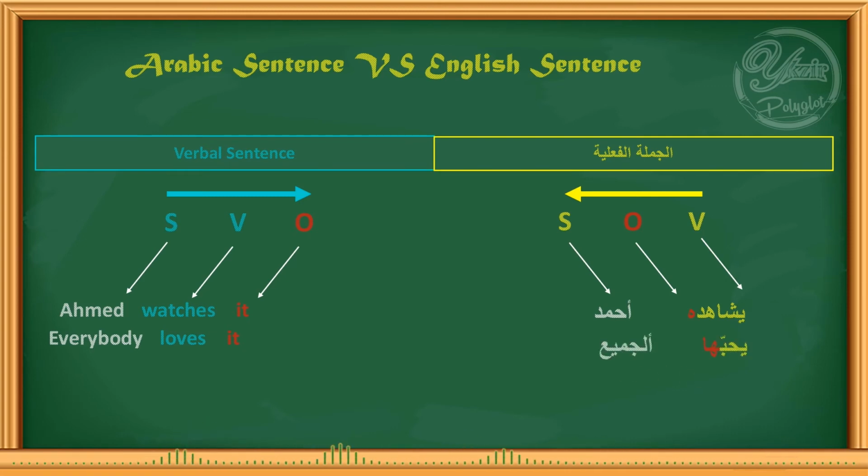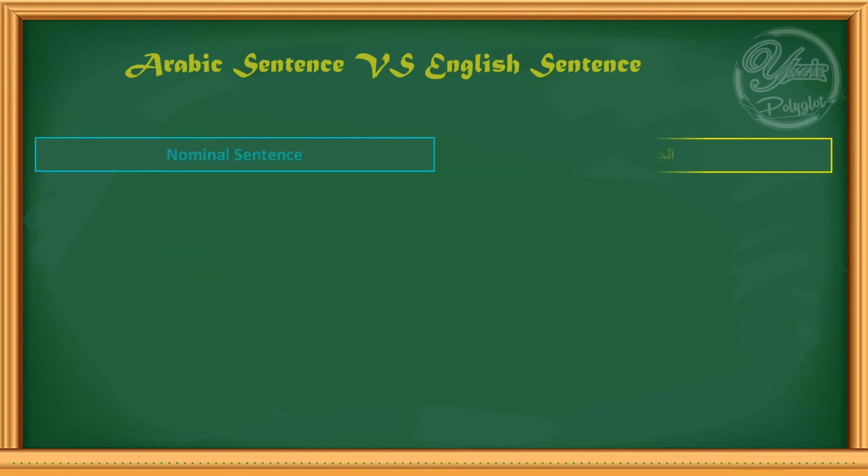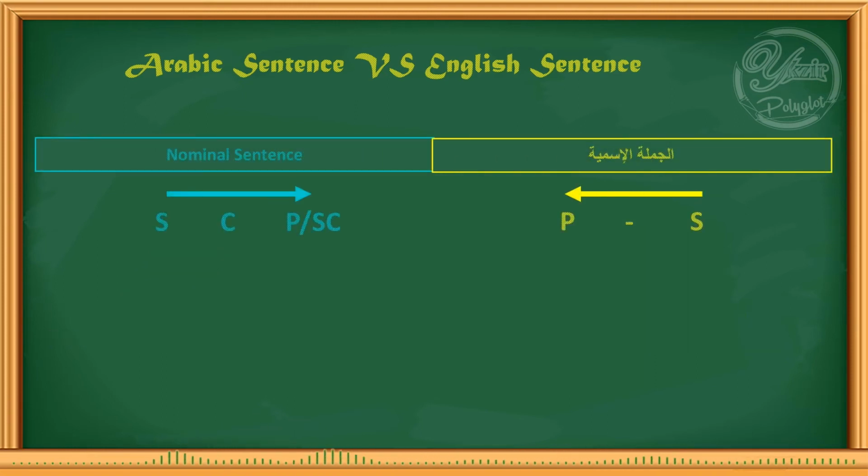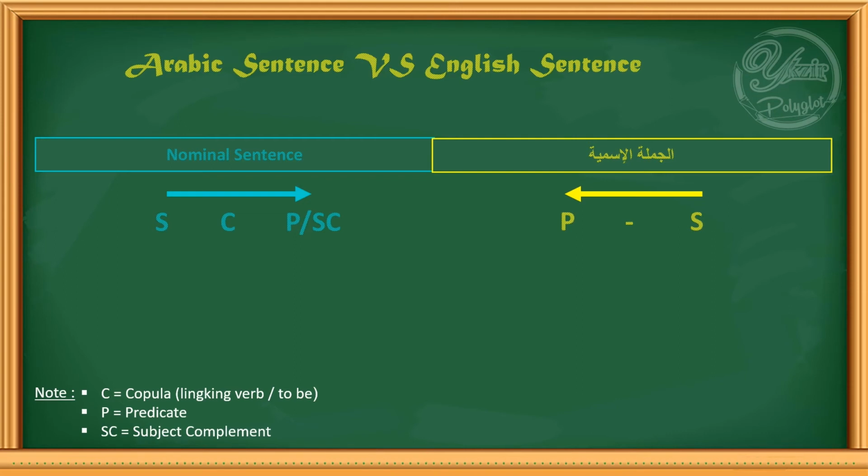Okay, now let's see the differences on the nominal sentence. In English, a nominal sentence is a sentence without a verb. But in Arabic, a nominal sentence is either a sentence without a verb or a sentence that begins with a non-verb word. Let's take some examples.